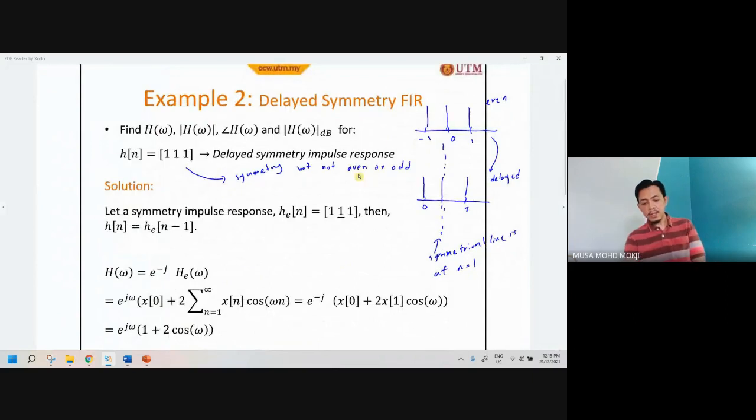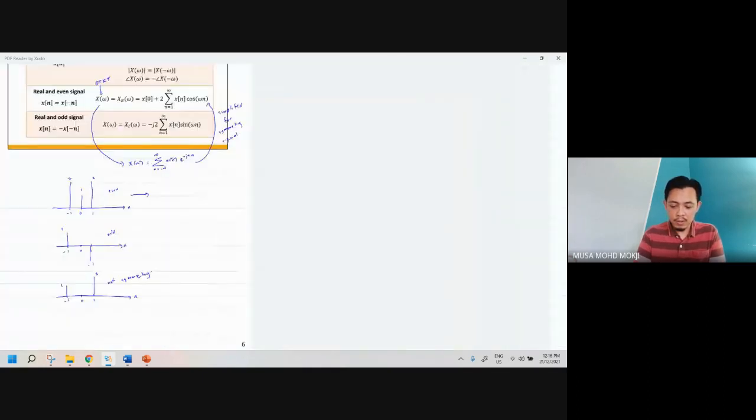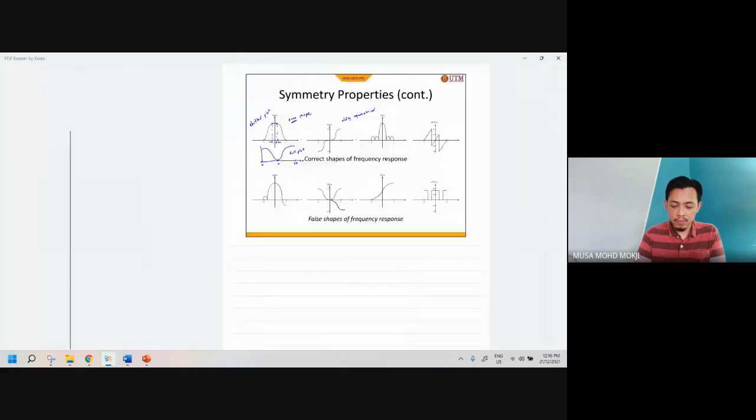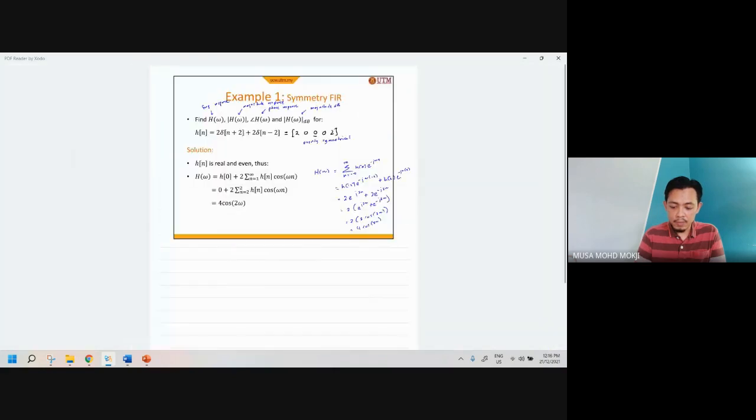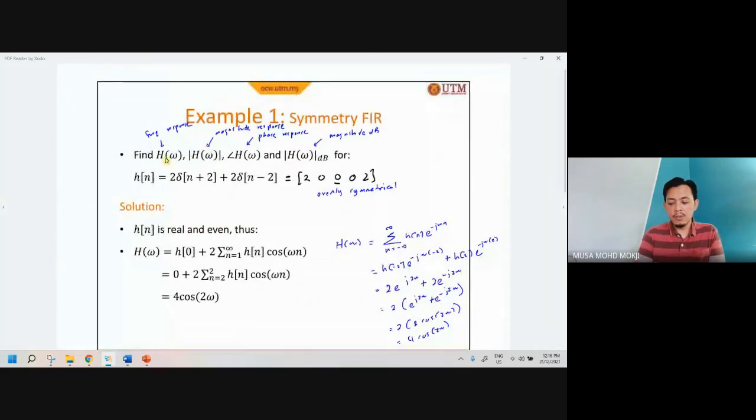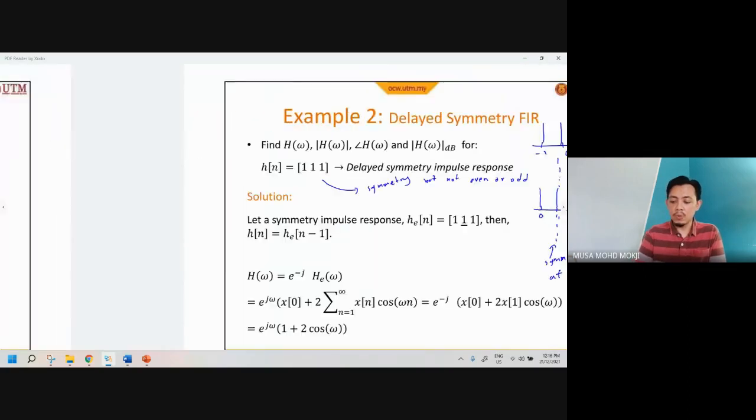Now again, we will try to find the impulse response, the frequency response, the magnitude response, the phase response, and the magnitude response in dB, for this signal, which is 1 1 1. What was our previous example? Example 1 was 2, then 0, 0, 0, 2. Now we will do 1, 1, 1.